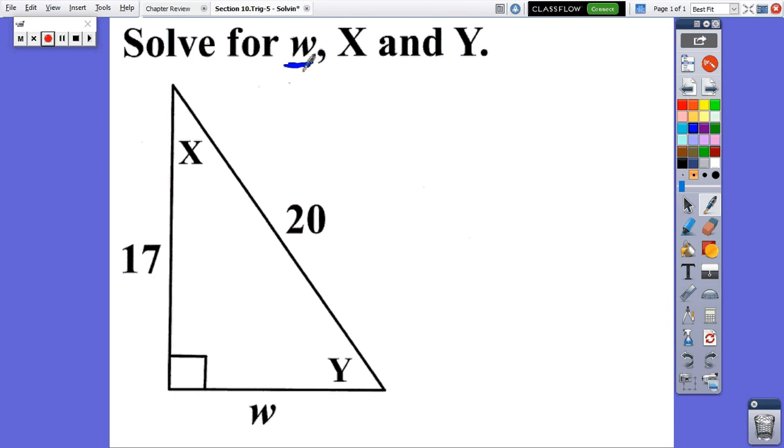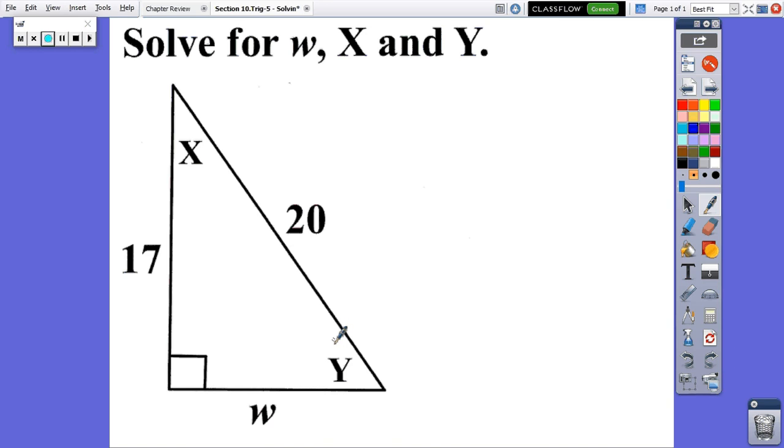Well, how about let's start alphabetically and just start with w. So notice w is a side, and if we're going to do some trig, some sine, cosine, tangent, we need to know an angle other than the 90-degree angle. And notice we don't have an angle to work with here. We don't have x or y. Now, there is a way around this particular problem in that we know two of the three sides of this right triangle. So we could use some old school Pythagorean theorem.